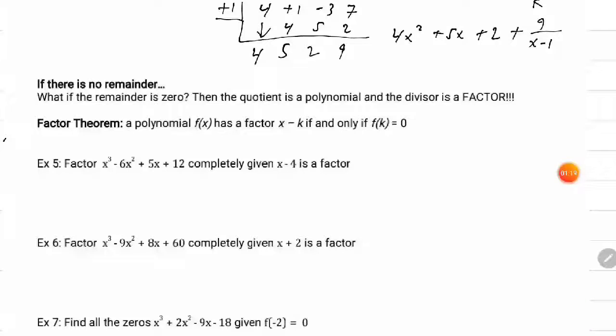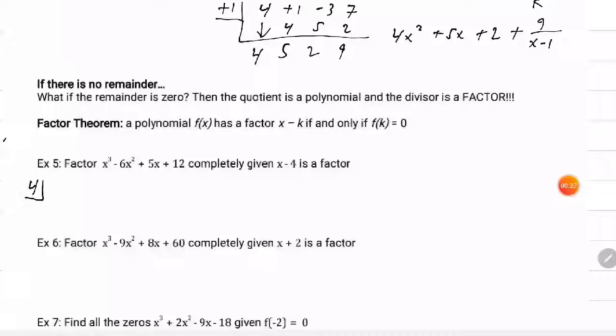Let's do some examples where the remainder is 0. Okay. So this is how it works. So example 5, factor this completely given that x minus 4 is a factor. Okay. So what you want to do is use synthetic division.